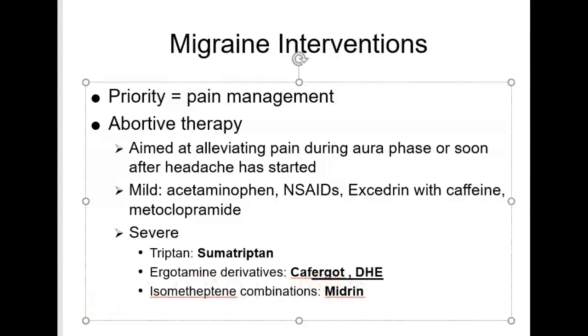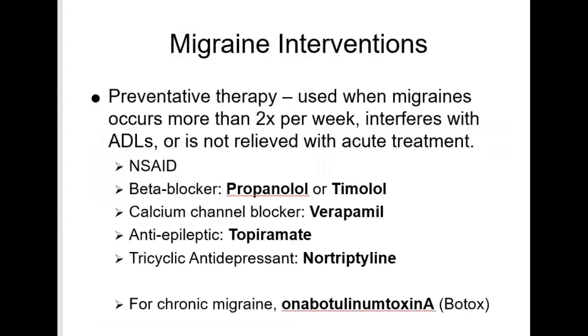Midrin is another medication, a combination drug, that can be used to treat migraines. It is an option when the ergotamine preparations are not tolerated or do not work well. So we've talked about abortive therapy. Those are the medications that the patient will take once the headache has started. Now we're going to talk about preventative therapy. These are medications the patients will take regularly to prevent migraines. Used when migraines occur more than 2 times per week, interfere with ADLs, or are not relieved with acute treatment.